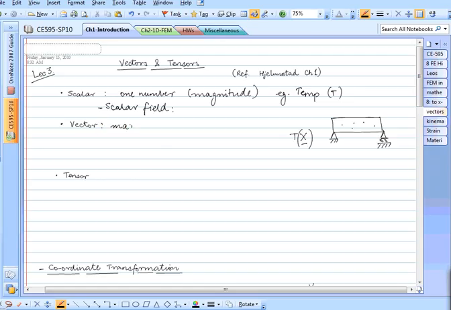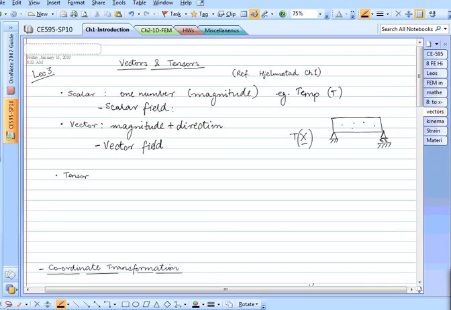We know that it has magnitude and direction, and in 3 dimensions we can denote a vector with 3 numbers. And similar to a scalar field, we also have something called a vector field. Can anybody give me an example of a vector field? Okay, an example of a vector first. Velocity.